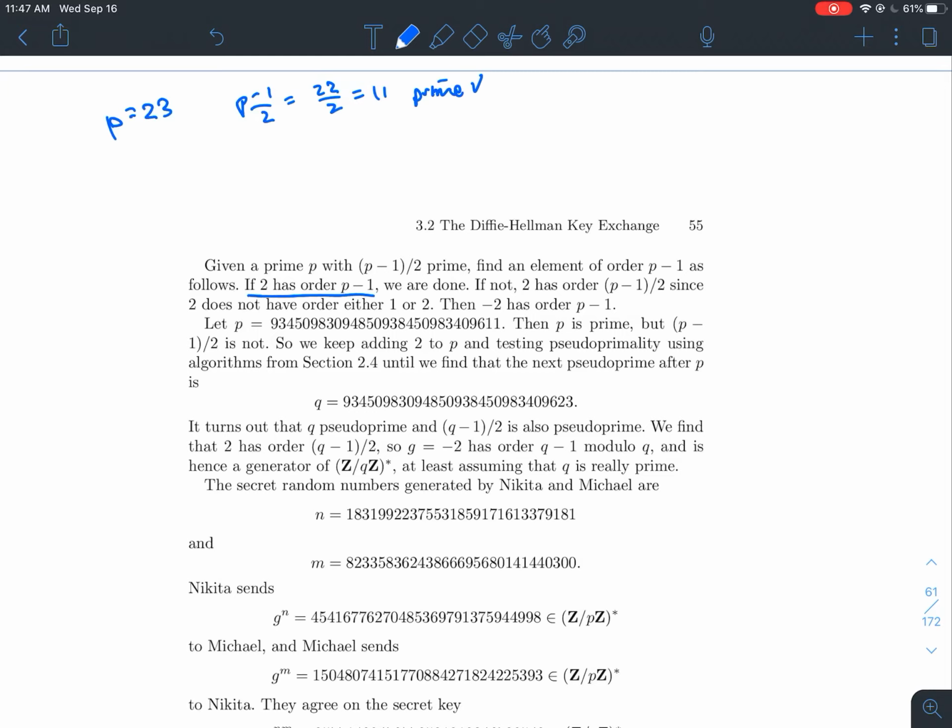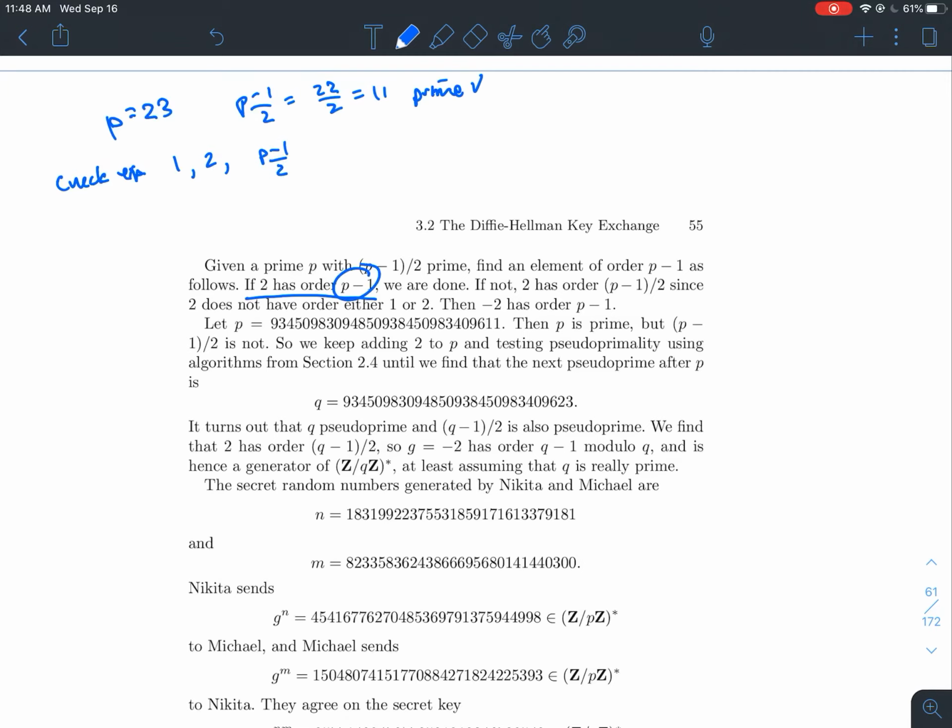One possibility is that 2 already has order p minus 1. If 2 has order p minus 1, we're done. What do I mean we're done? The goal here is to find an element of order p minus 1. Well, it could just be 2 right off the bat. But what we need to make sure is, does a smaller exponent work? The other possibilities for exponents on 2 would be 1, 2, and (p minus 1) over 2.